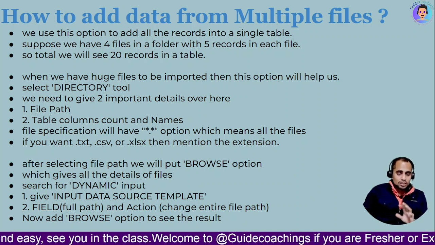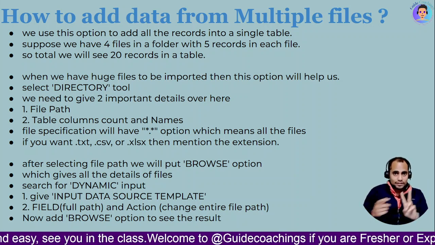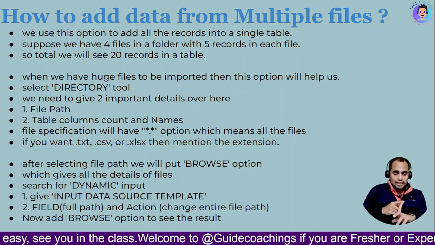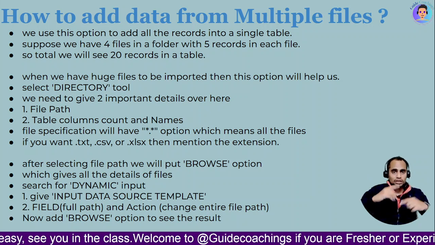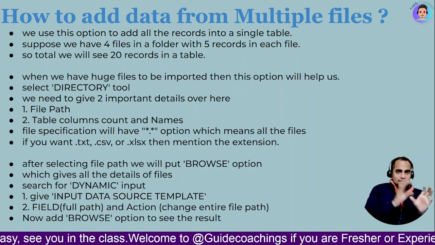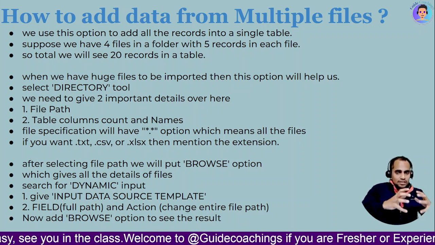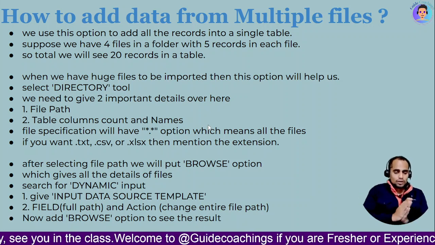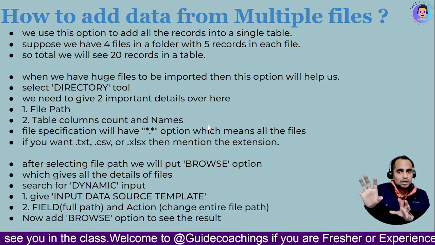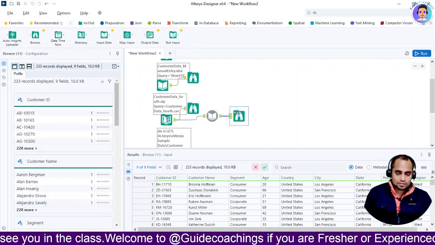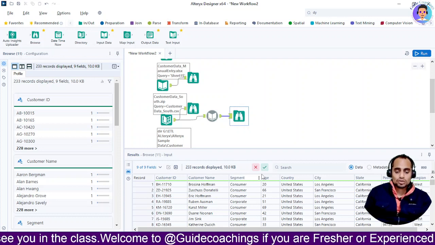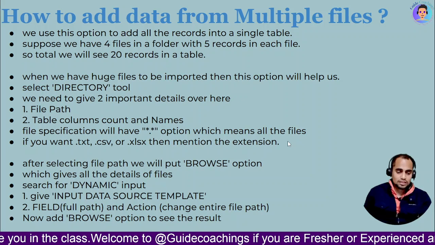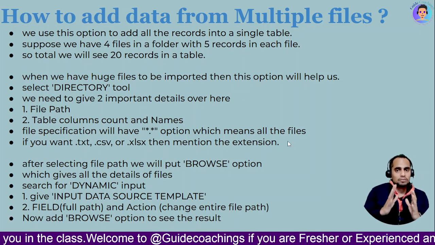Then you need to set the field and the action, where you set the field as full path and the action as change entire file path. So once the first file is consumed, the second file path will be placed, and then it will consume the second file, and so on and so forth. Now again we will put the browse option to get the details. So this is my second browse option to get all the records from these 4 files. Okay, that is how we are going to add multiple files.